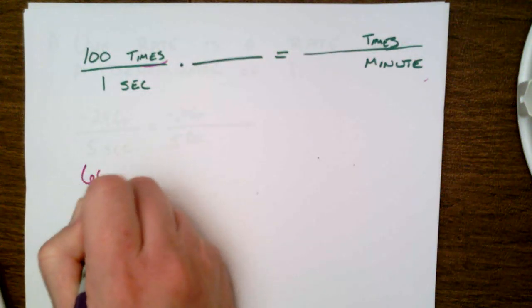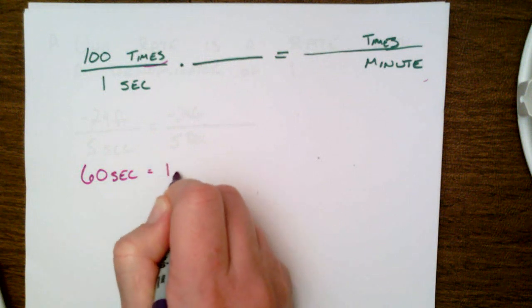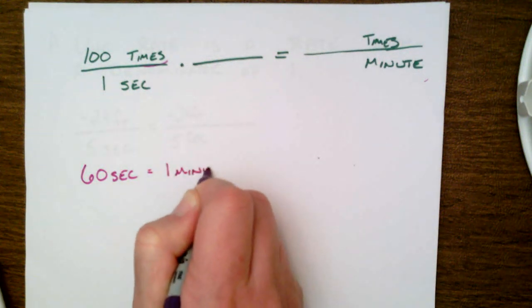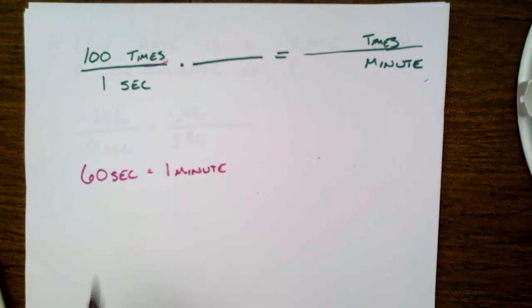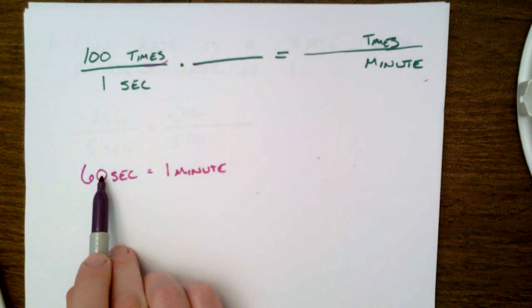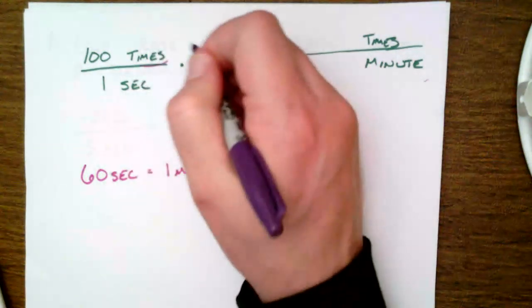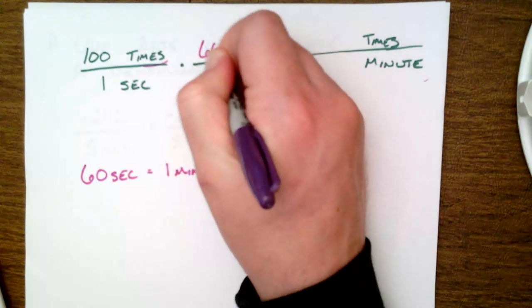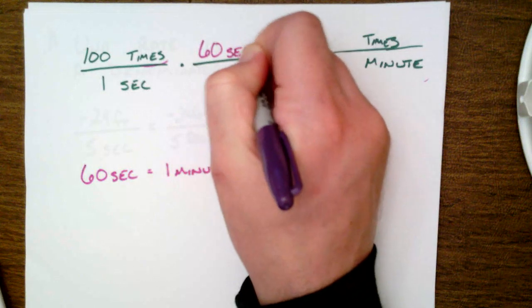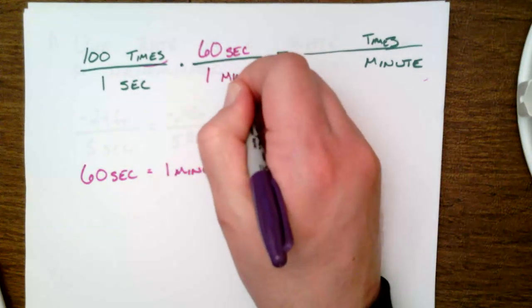Okay? So I'm going to set this up very sneakily. Remember, I know that there's 60 seconds for every 1 minute. And if I remember this, I should understand that I could divide 60 seconds by 1 minute and I would get 1. All right. And that's what I'm going to do. I'm going to put 60 seconds on the top, and there's a reason why I'm putting 60 seconds on the top. And I'm going to put 1 minute on the bottom.